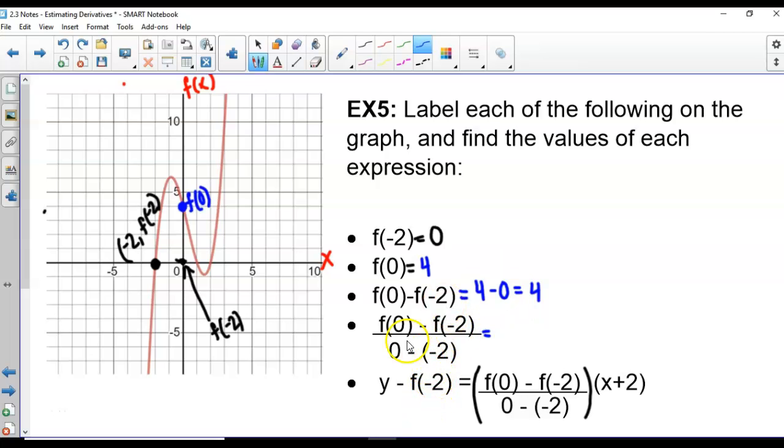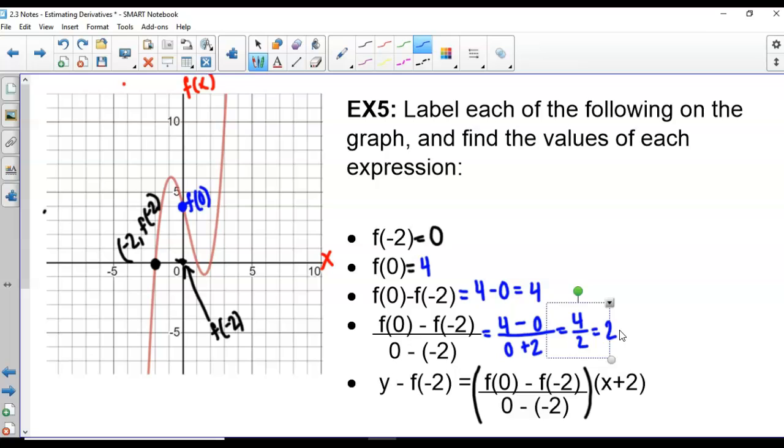The next part, we've got f of 0 minus f of negative 2 over 0 minus negative 2. Again, algebraically, since we know these two, it's pretty easy to do. F of 0 is 4 minus f of negative 2 is 0, all over that's going to be 0 plus 2. So we end up with 4 divided by 2, which is 2. So, fairly easy to do.